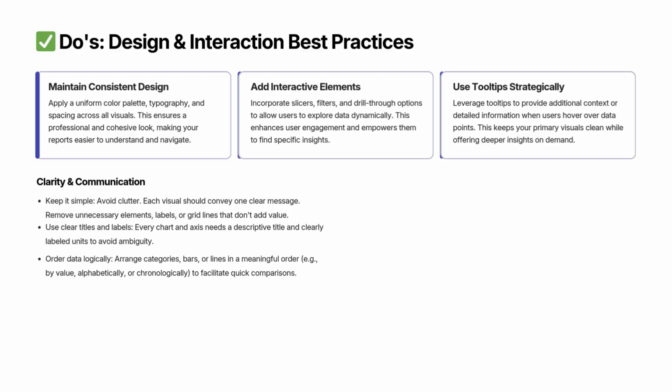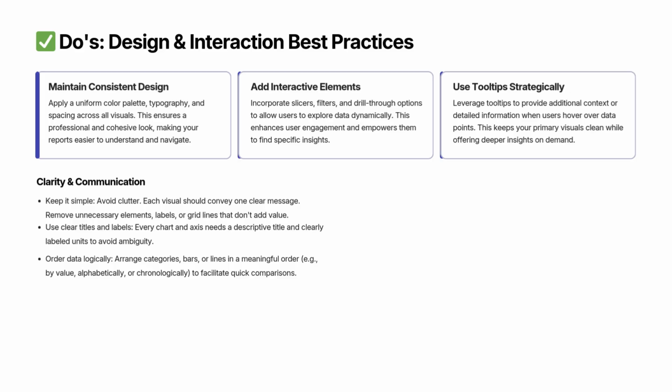In terms of clarity and communication, keep visuals simple and avoid clutter. Each chart should convey one clear message. Use clear titles, labels, and descriptive units to reduce ambiguity. Organize categories in a logical order to support quick comparisons.